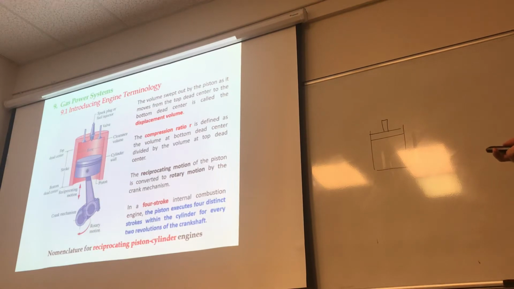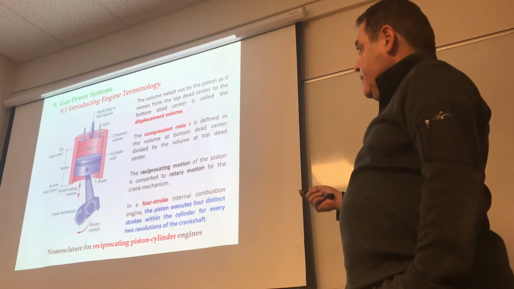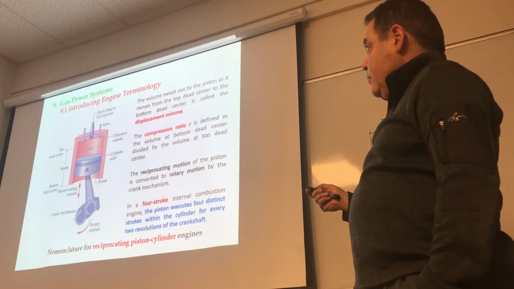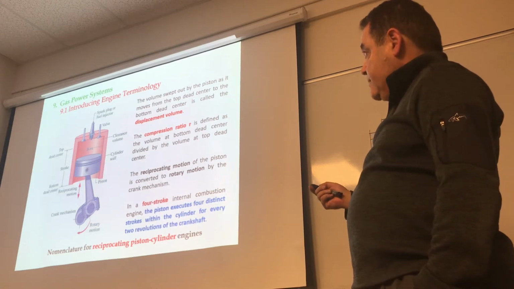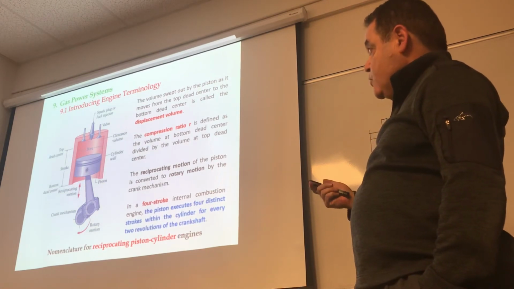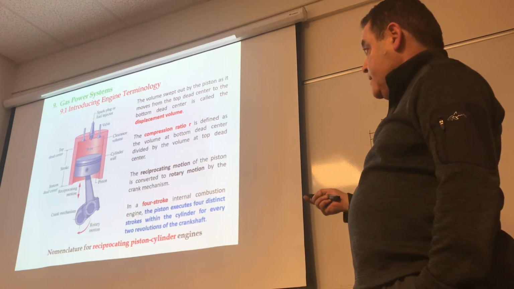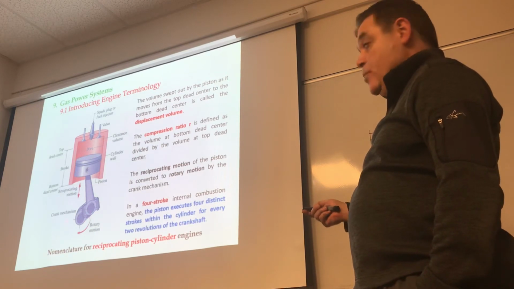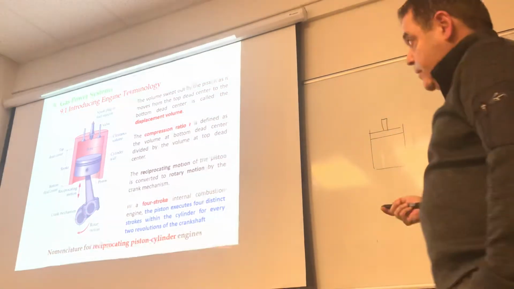What is the anatomy of a reciprocating piston cylinder engine? Obviously this is the cylinder, this is the piston, right? Spark plug or fuel injector, a combustion chamber. You've got two valves, an inlet and an exhaust valve. And this is the piston. This is the crank mechanism. And obviously this up and down motion gets converted into a rotary motion, okay? So this is where the power is harvested, if you will.